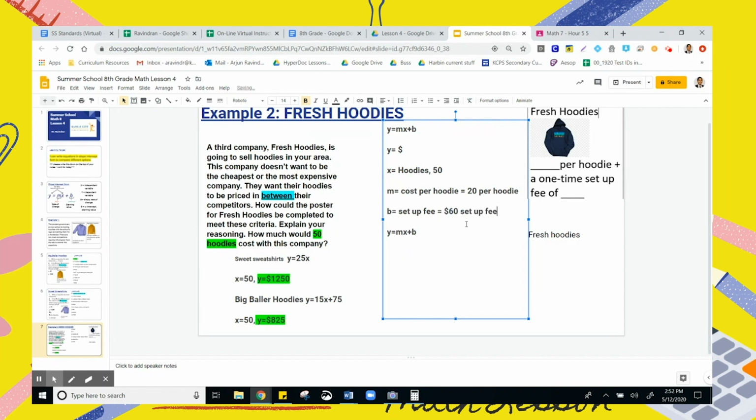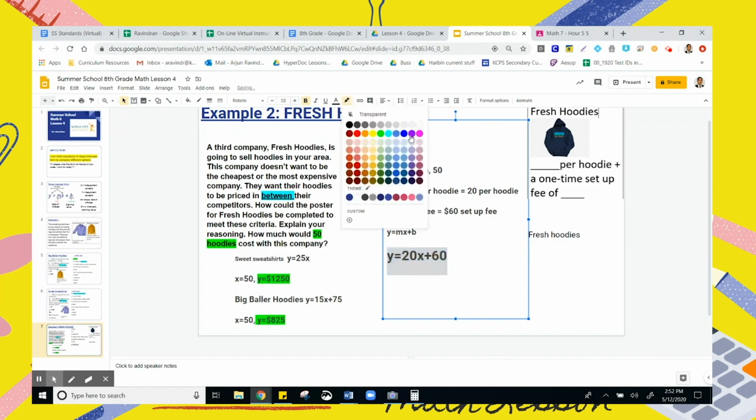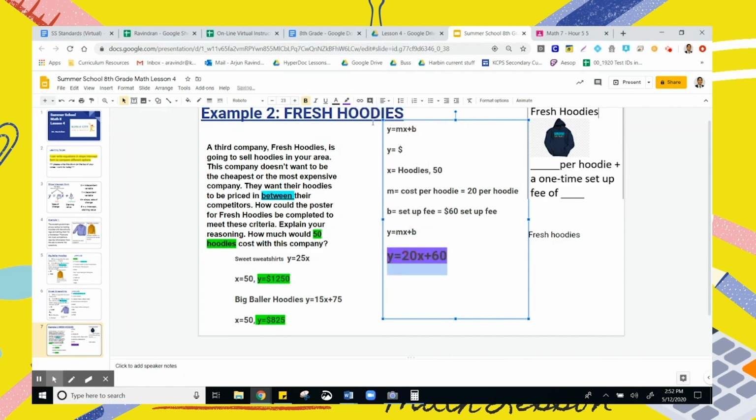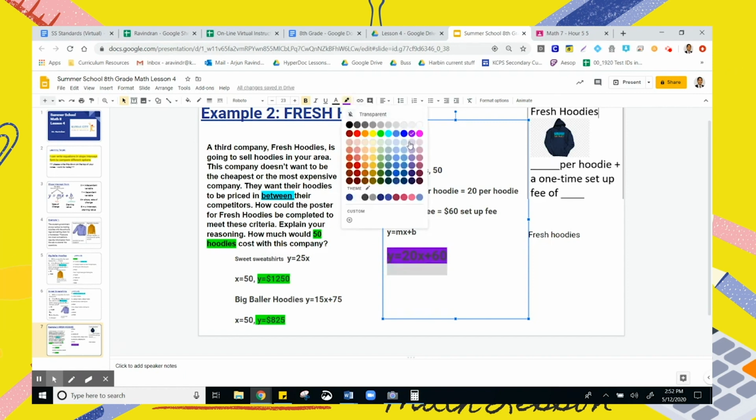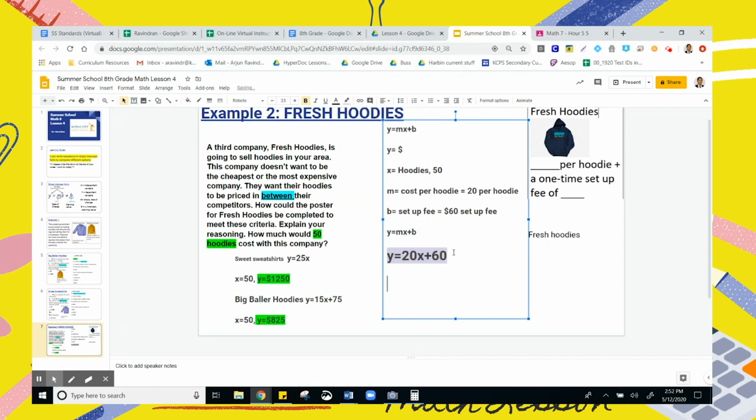Now we can make the equation. Y is equal to $20 times the number of hoodies we buy plus $60. So this equation represents this new company. This equation represents Fresh Hoodies. Now let's finish the problem. How much would 50 hoodies cost with this company?